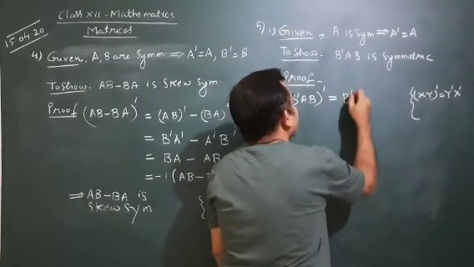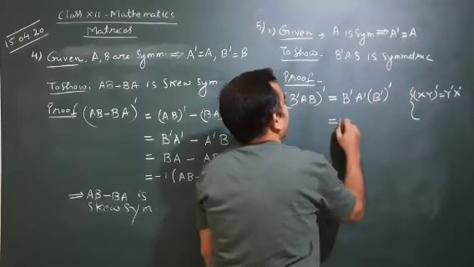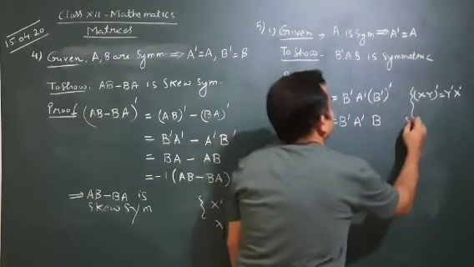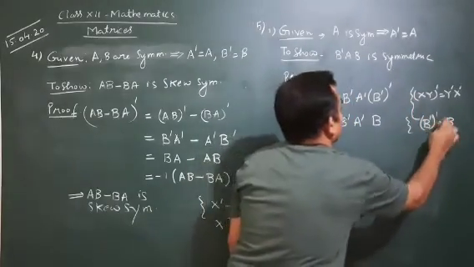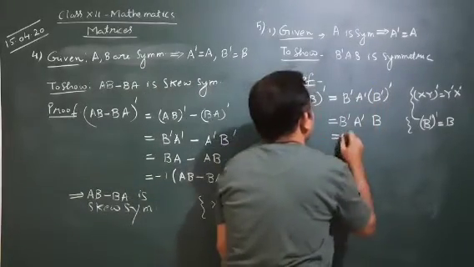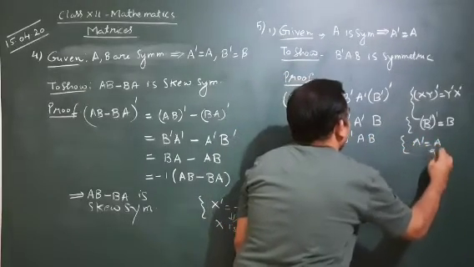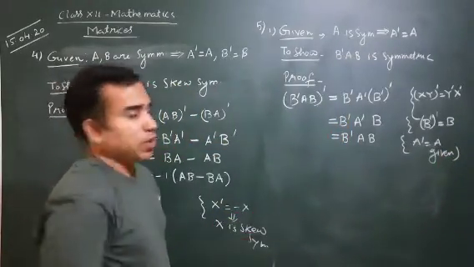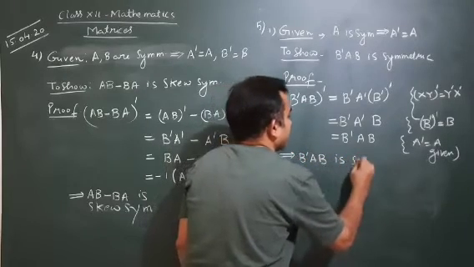It becomes B dash, A dash, and (B dash) whole dash, which becomes B dash, A dash, and double dash means B itself, right? There's a property that (B dash) dash will be B itself. Anything given? Yes, A dash is same as A. That's right, A dash is replaced by A. And here we can see that (B dash AB) whole transpose is same as B dash AB. That concludes clearly B dash AB is symmetric.